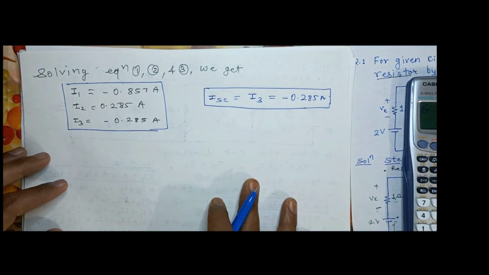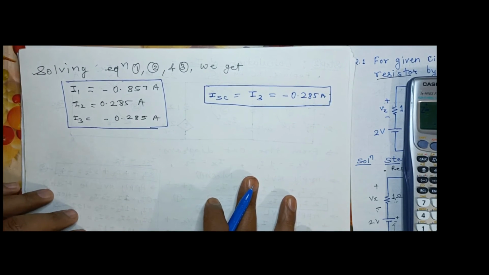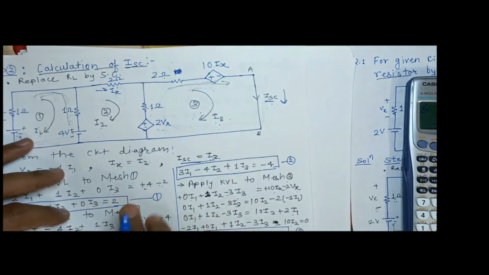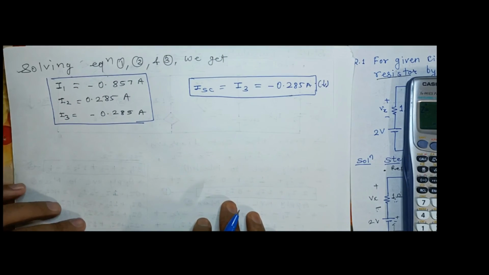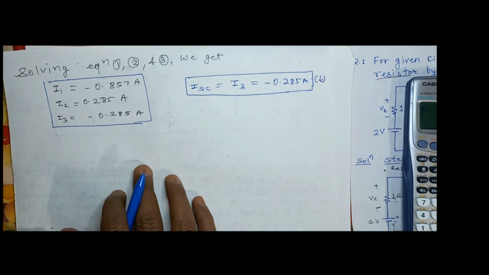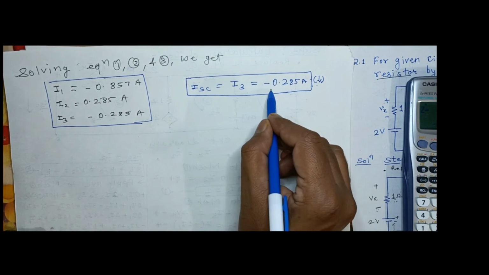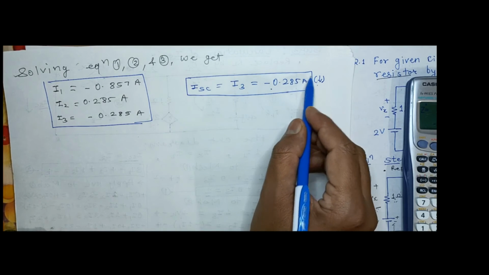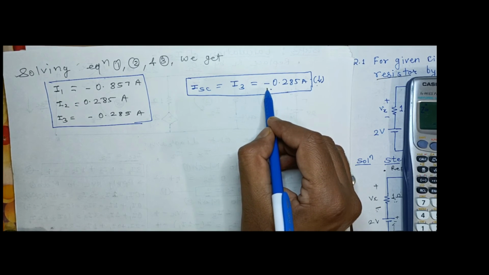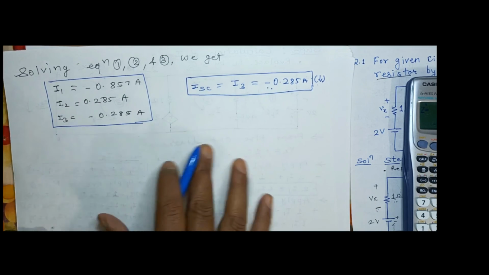Now here an important thing: the direction of this current is downside, so I will write here the direction of IAC is also downside. Clear? So this is the direction. If I change this direction, this magnitude will become positive. Remember this. If I change this direction to upward, this negative sign converts into positive.